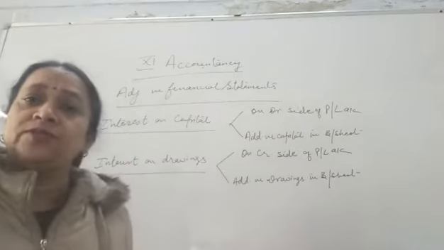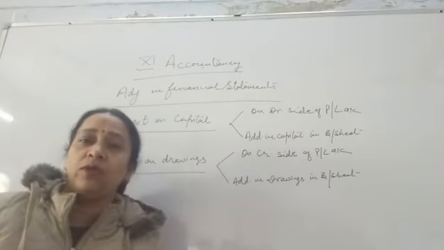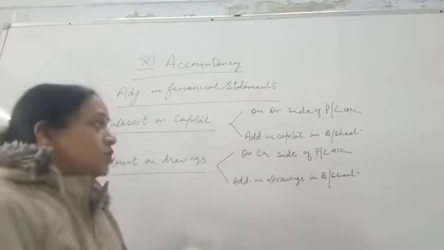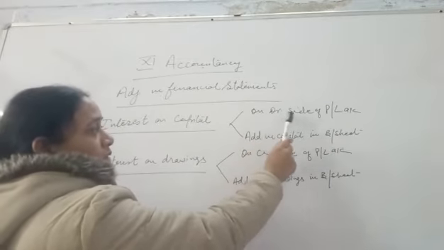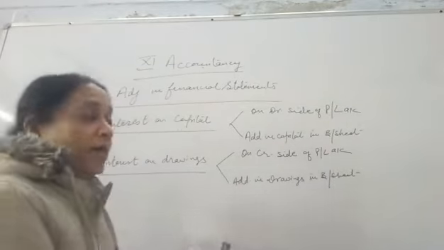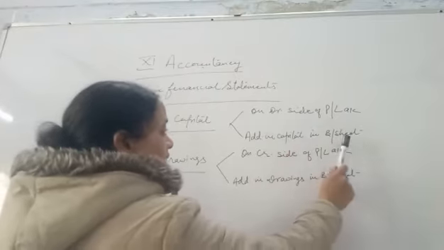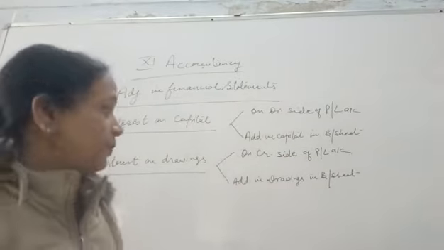The second effect of the adjustment, as you know very well now, is that all adjustments will have two effects. One effect is that it is to be shown on the debit side of PL account, and the other effect is that it is to be added in capital in the balance sheet, right?